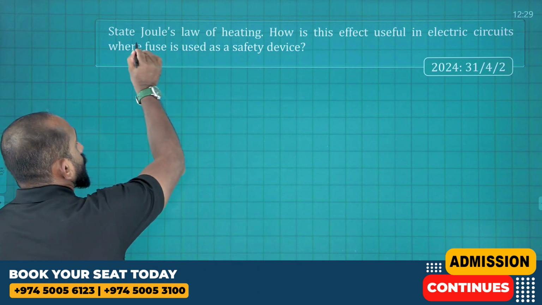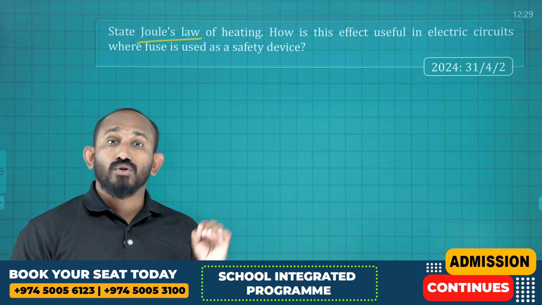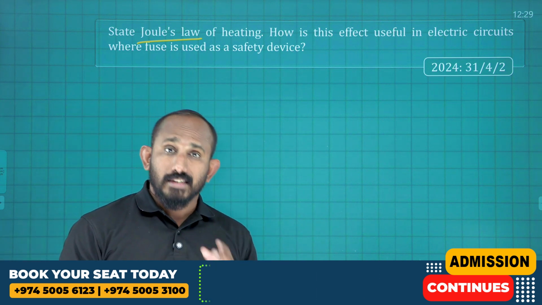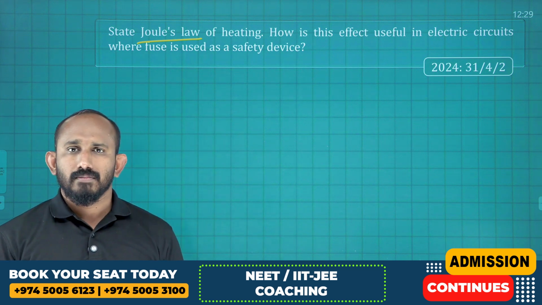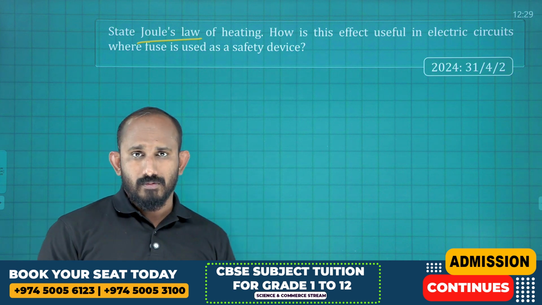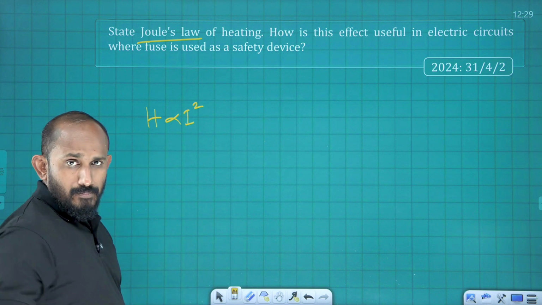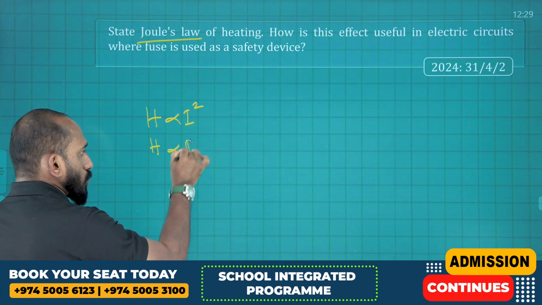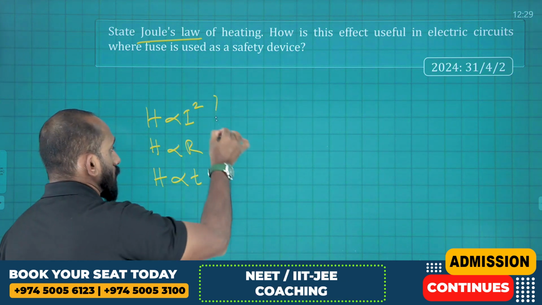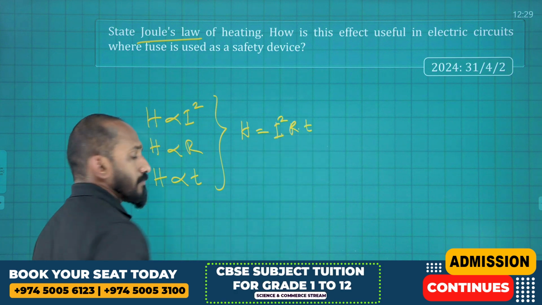Statement of Joule's law. We know the heat produced in a conductor due to passage of the current is directly proportional to square of the intensity of current, resistance of the material, and the time of flow. So three concepts we have. H is proportional to I square, H is proportional to R, and H is proportional to T. From these three together, we can write H is equal to I square R into T.